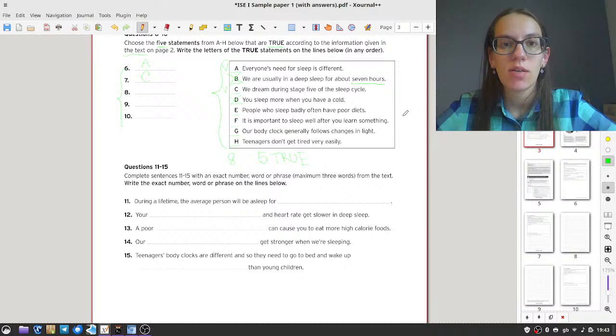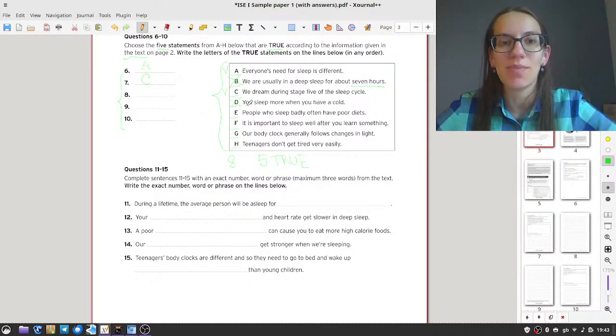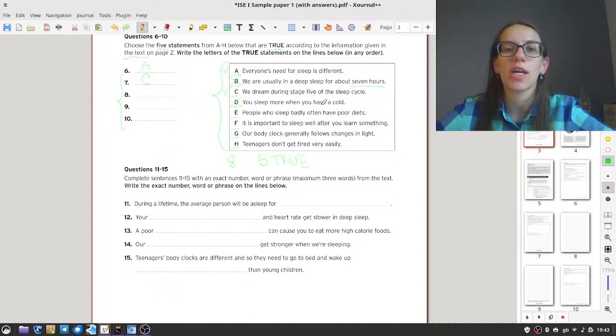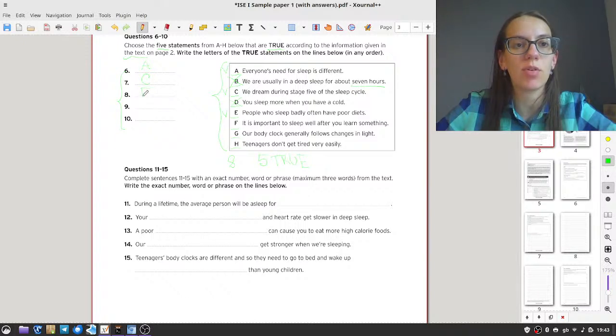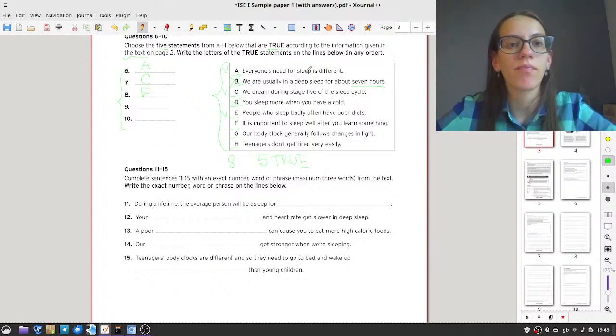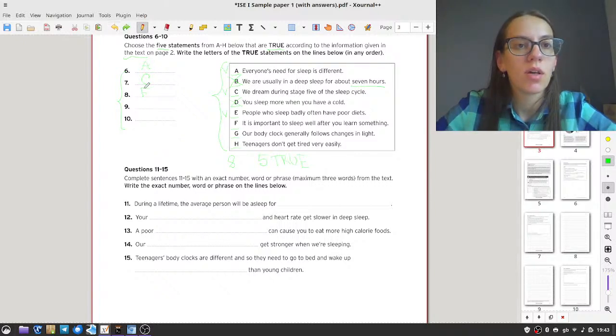So, in fact, the text agrees with this statement, yeah? People who sleep badly often have poor diets. Again, it doesn't say always, it doesn't say that it's a rule, but there is some connection, yeah? Scientists have found a connection. So, in fact, yes, E looks like this is true, according to the text. Again, not our opinion, but according to the text. E. Okay.